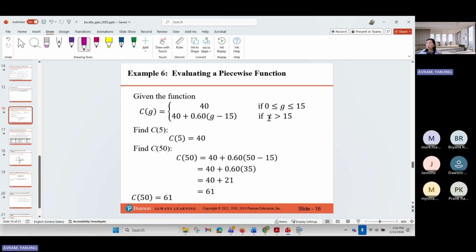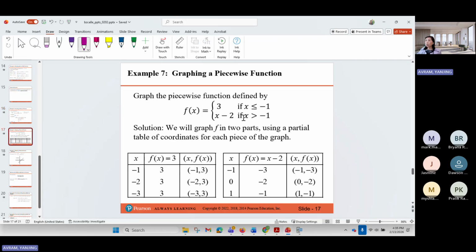And then if you use more, you're going to get charged more. If you use a lot of electricity, we're going to charge you more. Because now it's not just 40, but 40 plus 0.6 times whatever is greater than 15, t minus 15. Whatever is greater than 15, you multiply by 0.6. So those are the piecewise functions here.